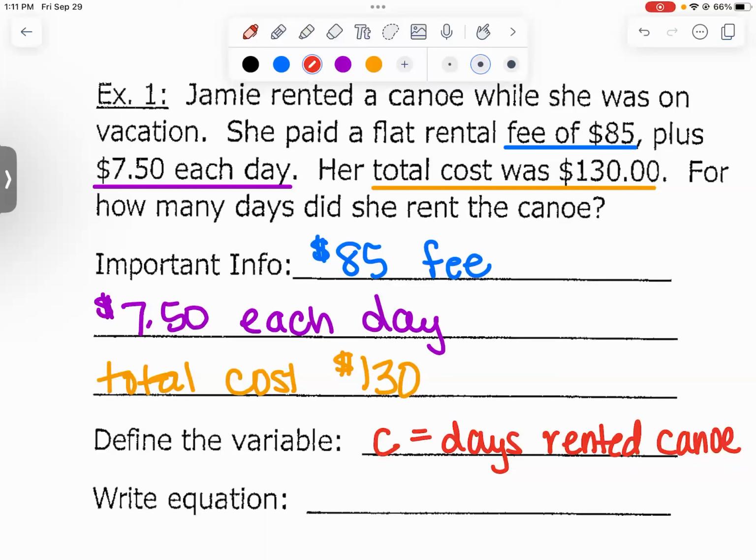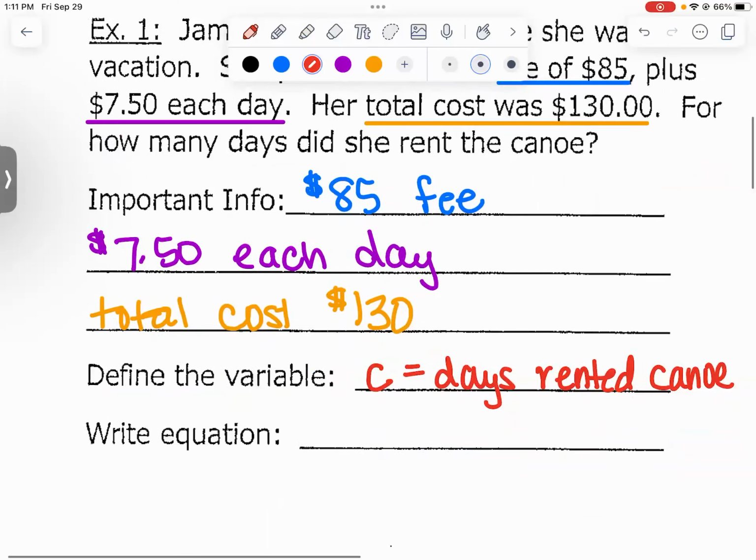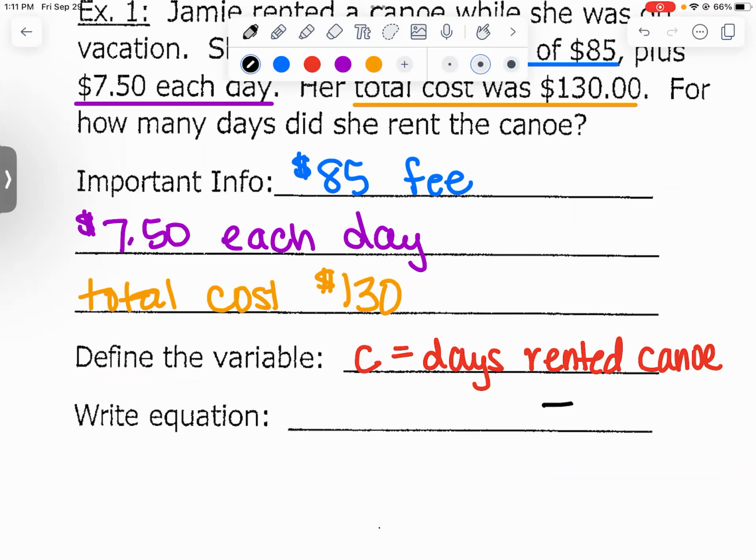Okay, so when I look at these 3 numbers, I need to use these 3 numbers and C to write an equation. So what number would be the number that would be all by itself on one side of the equal sign? Okay, why 130, Emma? Okay, it's the total cost. That's the amount that she paid. Everything else has to add up to 130.